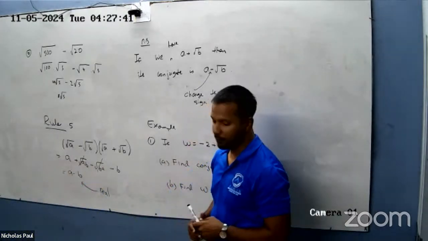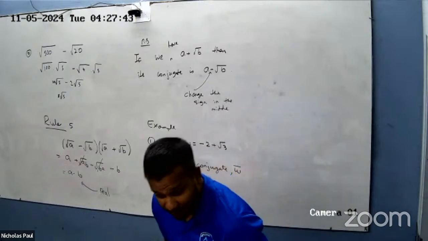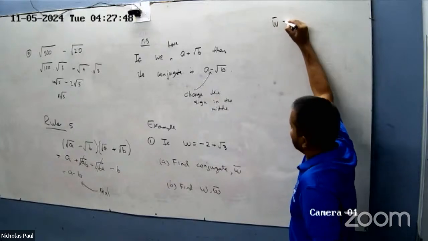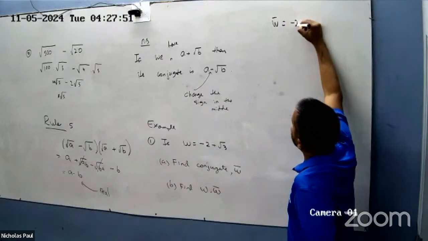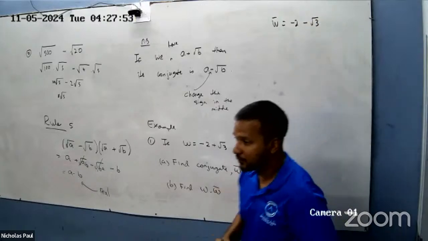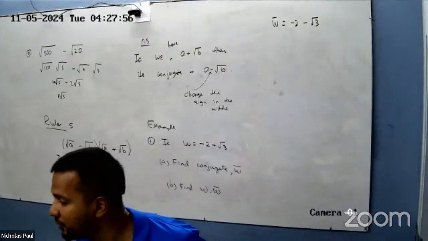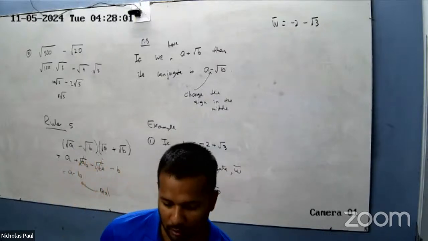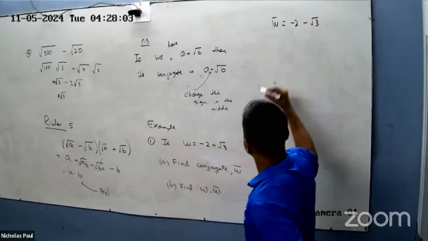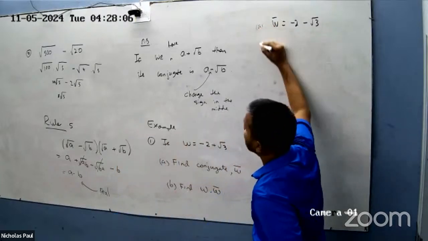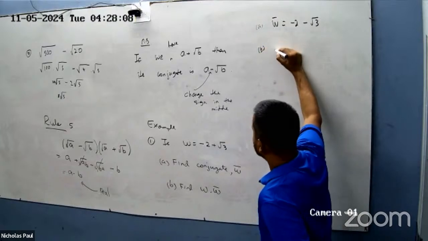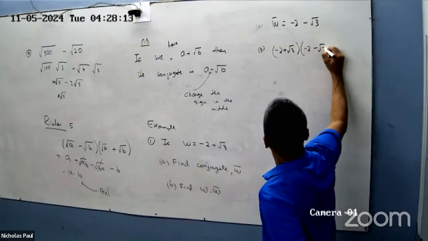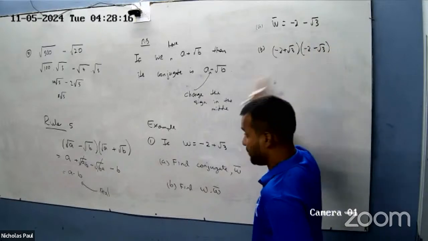All right, let's see how it went. W prime is what? Minus 2 minus root 3, right? That's the conjugate. So you have to multiply what again? You have to multiply W by the conjugate of W. You have to do that same thing you do there.